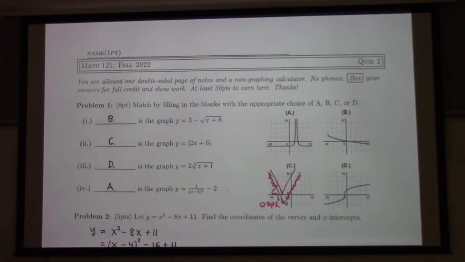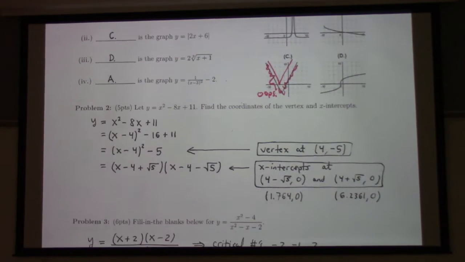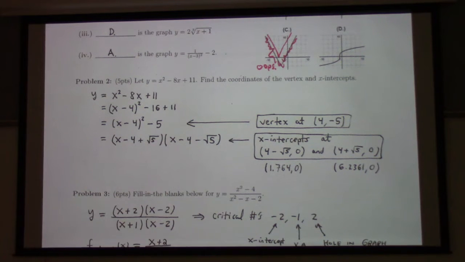But anyway, I don't think this error actually hurt anybody. If it did hurt you, and it affected your grade or something, just let me know. I'll adjust. But I don't think that's actually the case for anybody. Okay, let's go on to more interesting things. Problem 2.